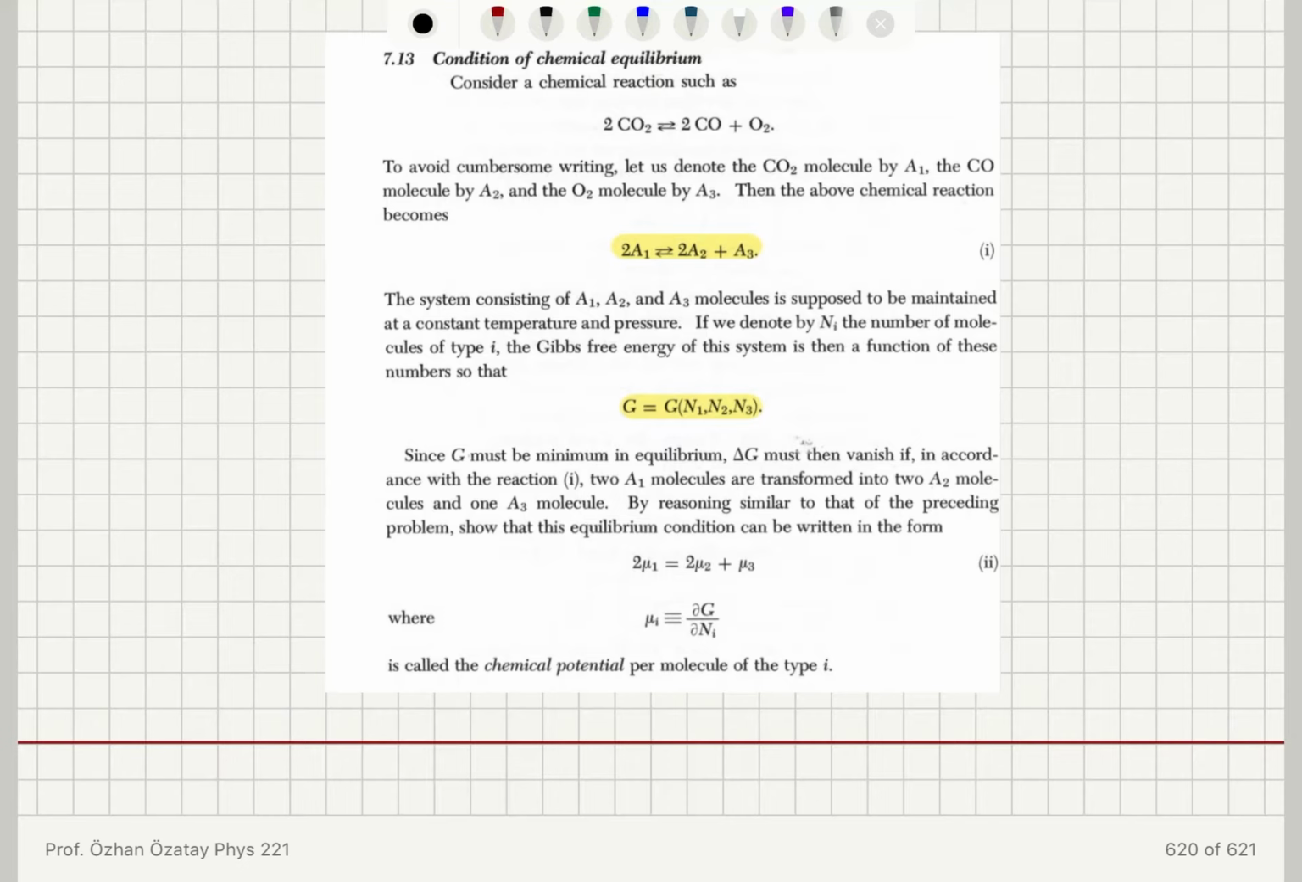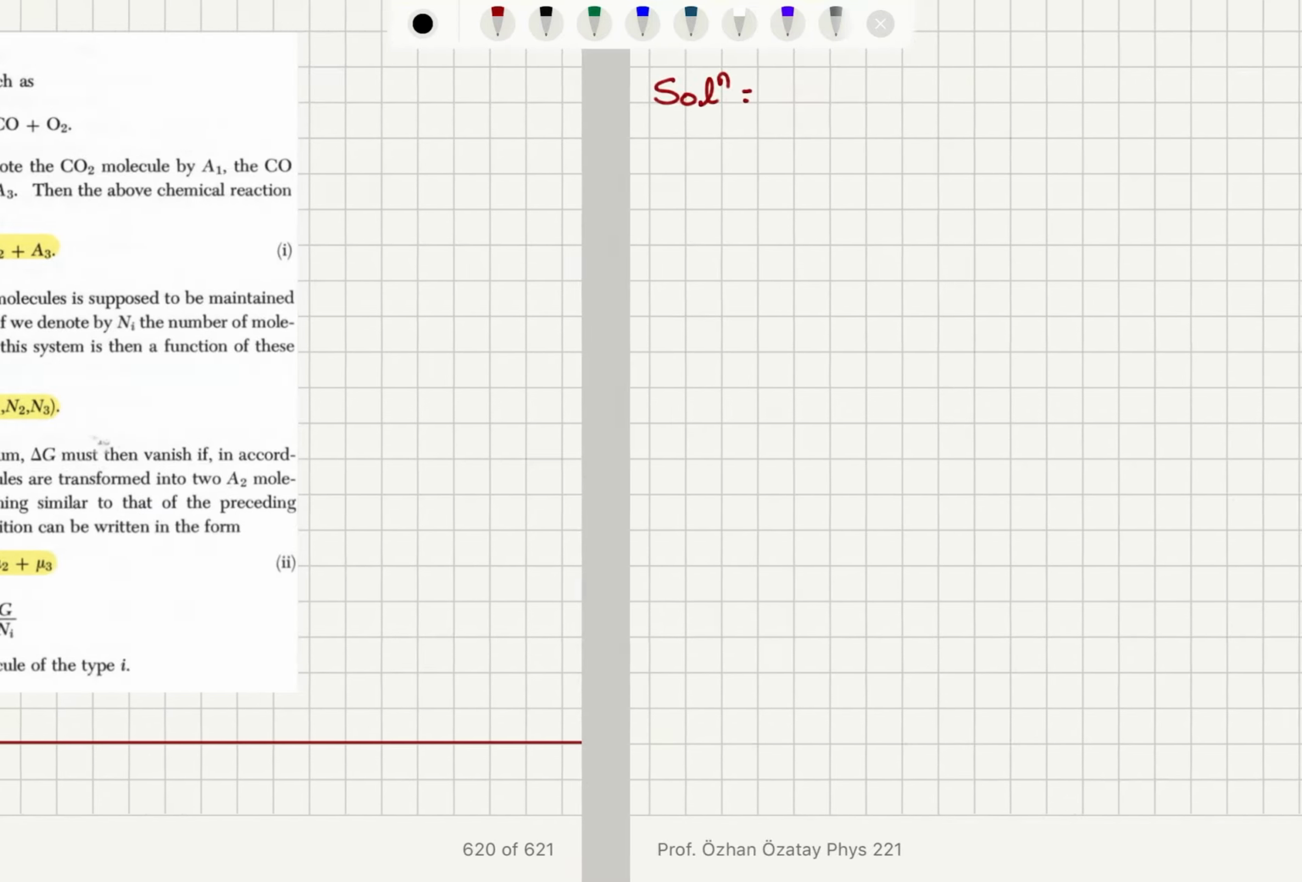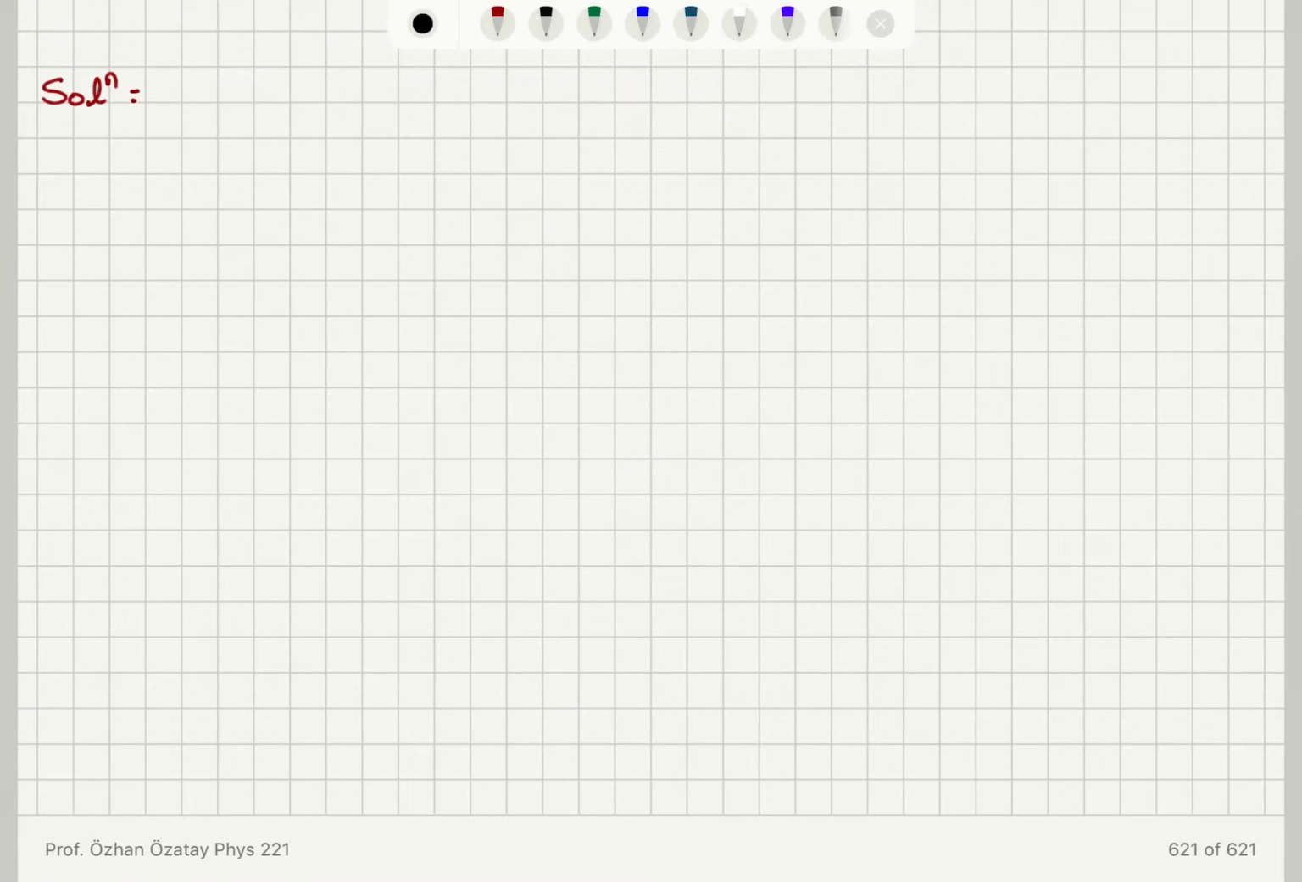By reasoning similar to that of the preceding problem, show that the equilibrium condition must be written in this form: 2 mu 1 equals 2 mu 2 plus mu 3, where the mu I's are the chemical potentials, the partial derivative of the Gibbs free energy with respect to the number of molecules in the ith phase. That's mu sub I. Okay.